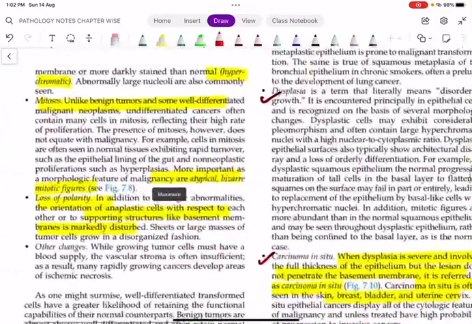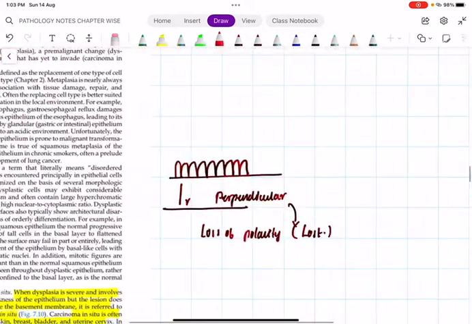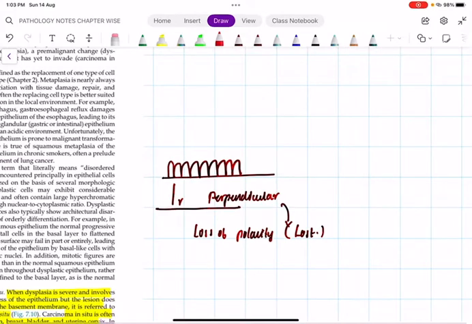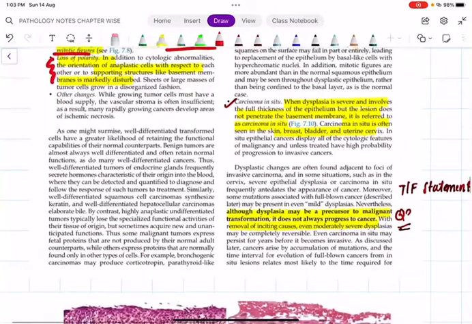So what will happen in malignancy? There will be atypical bizarre mitotic figures. There will be loss of polarity. What do you mean by loss of polarity? Usually the cells will be arranged perpendicular to the basement membrane, as you can see in this figure. When this arrangement is lost, we call it loss of polarity.